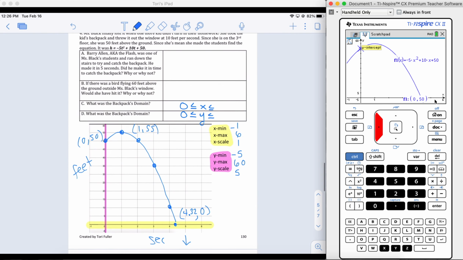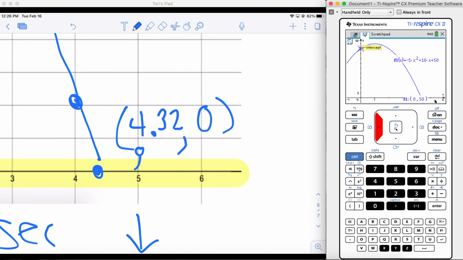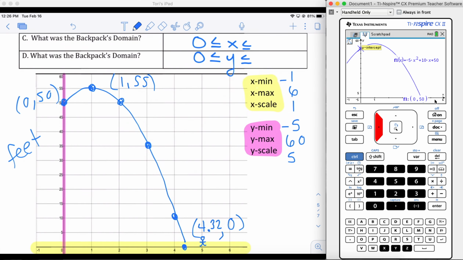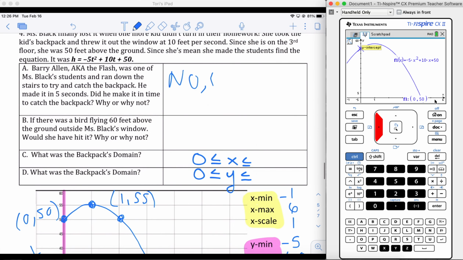So first question says, Barry Allen, aka the Flash, was one of Miss Black's students and ran down the stairs to try to catch the backpack. He made it there in 5 seconds. Did he make it in time to catch the backpack? Why or why not? So we would say on this one, no, because if he got here at 5 seconds, it had already landed. It landed at 4.32 seconds. So no, landed at 4.32 seconds. It is important that you put the units on there, okay?